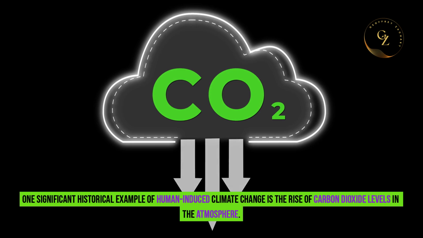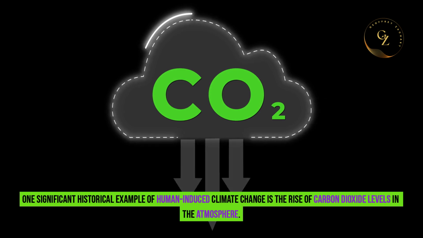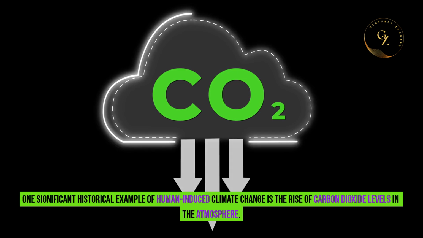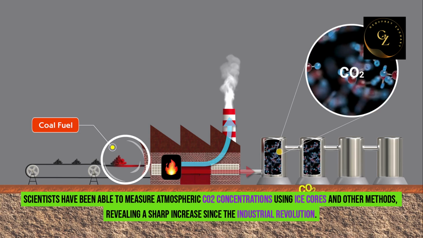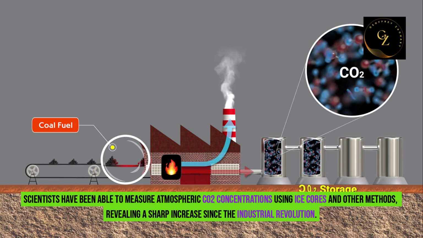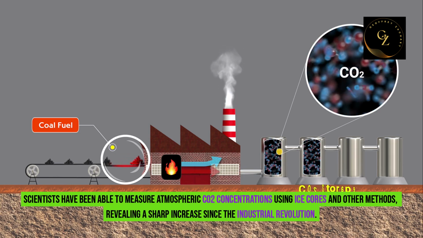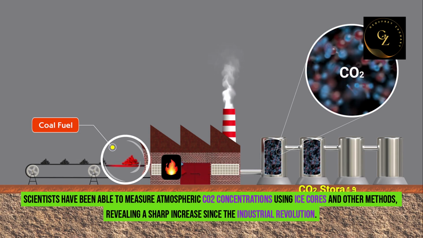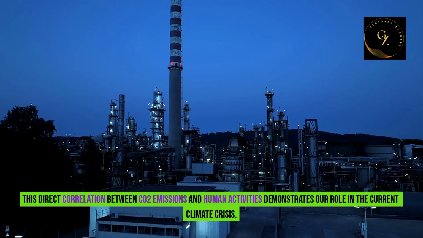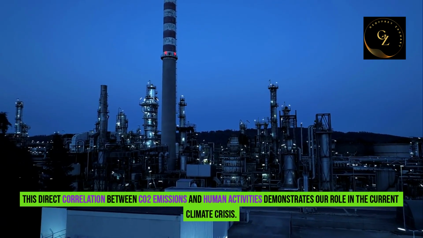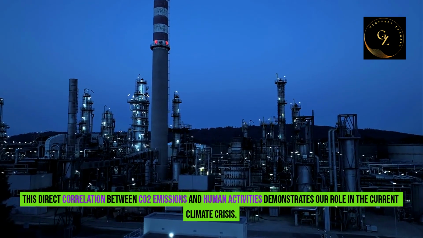Real-life examples. One significant historical example of human-induced climate change is the rise of carbon dioxide levels in the atmosphere. Scientists have been able to measure atmospheric CO2 concentrations using ice cores and other methods, revealing a sharp increase since the Industrial Revolution. This direct correlation between CO2 emissions and human activities demonstrates our role in the current climate crisis.